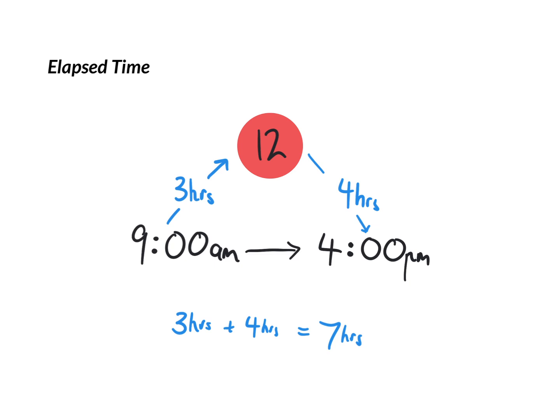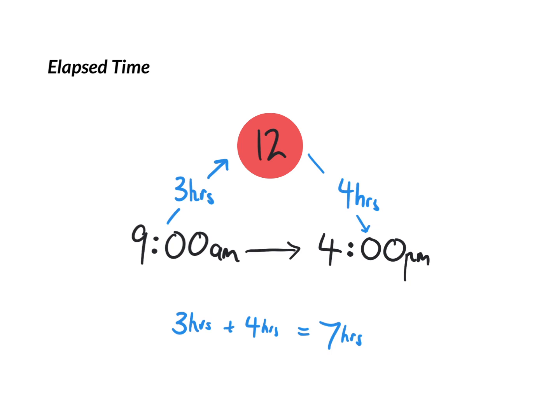If I want to find out how long it is between 9 a.m. and 4 p.m., what I like to use is a bridging marker. So I know that 12 sits between 9 a.m. and 4 p.m. So I write 9 a.m. down the bottom and 4 p.m. to the right hand side. And then I put a big 12 in the middle of the page.